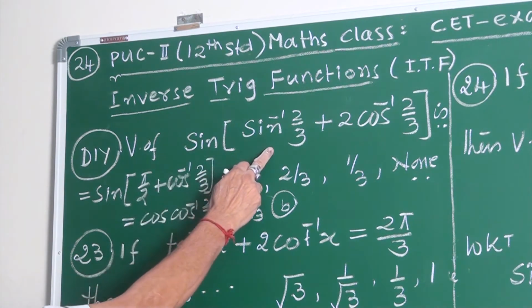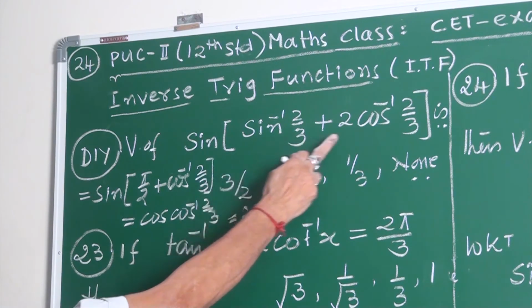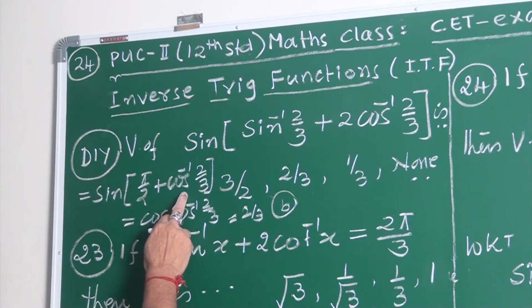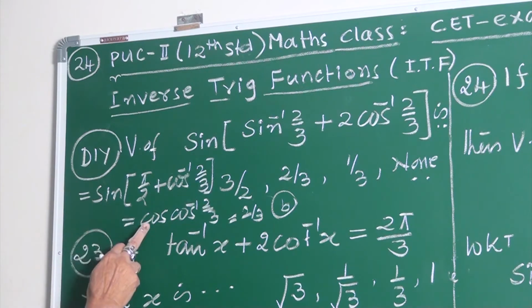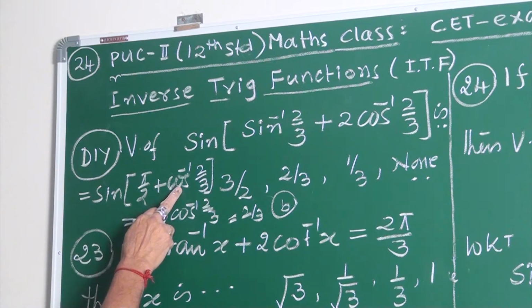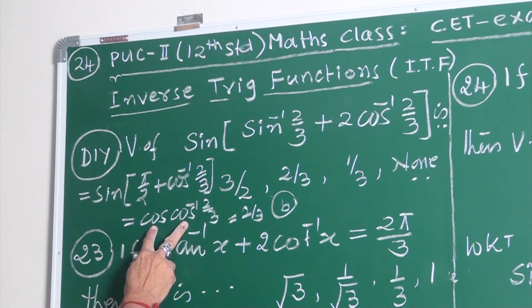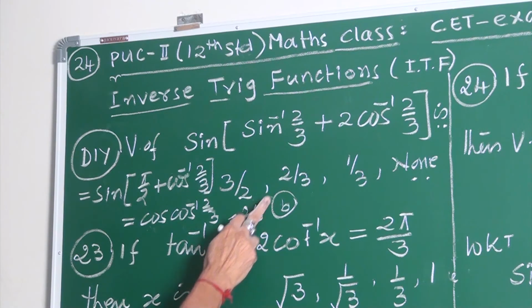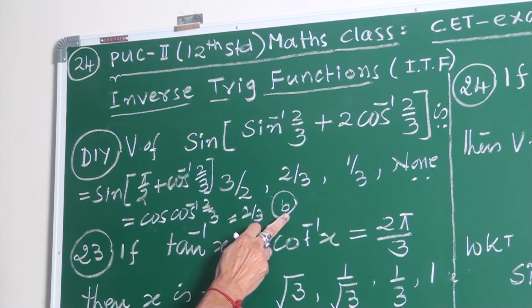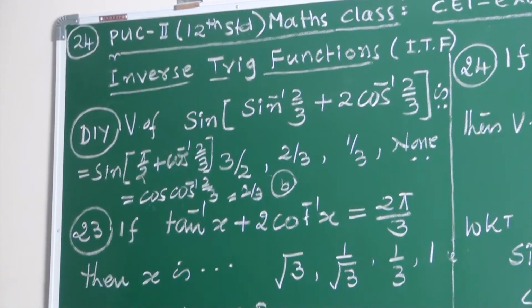It is sine of this, which is pi by 2 plus cos inverse. Pi by 2 means sine changes to cos of angle theta, which is cos inverse 2 by 3. Cos of cos inverse, that number itself, 2 by 3. The option is B. Similar, same.